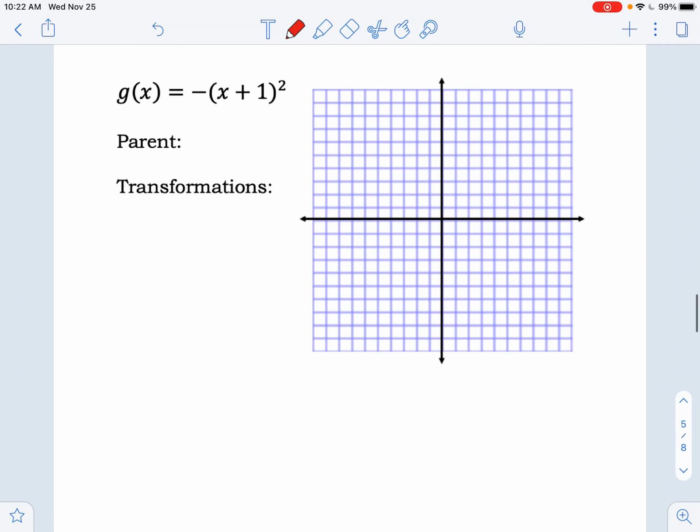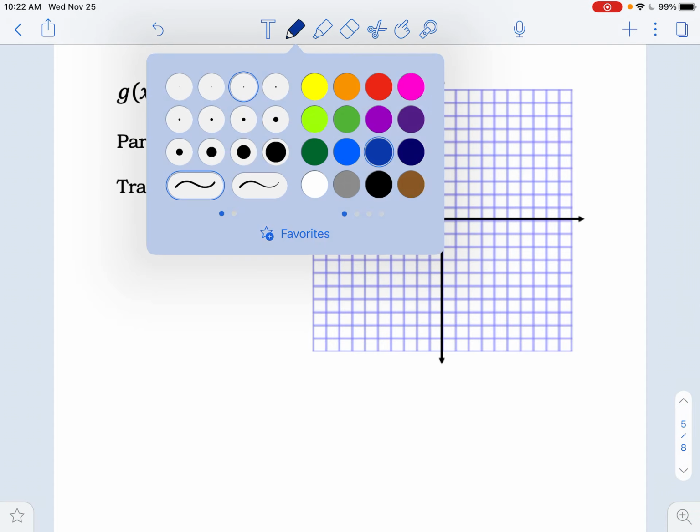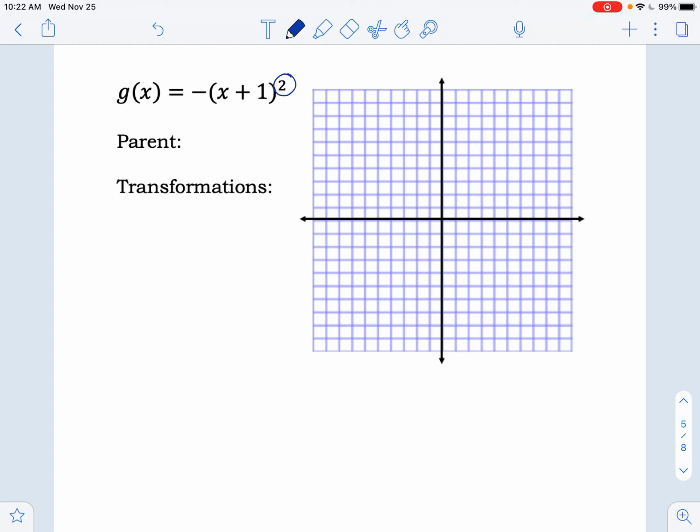So here I have an outside change and an inside change. First things first, this is squared. That tells me that my parent function is a quadratic. If I graph my quadratic function here, my parent function, again, you should know the parent functions off the top of your head. Gotta go here and here. So this is my parent function. It's my U shape.